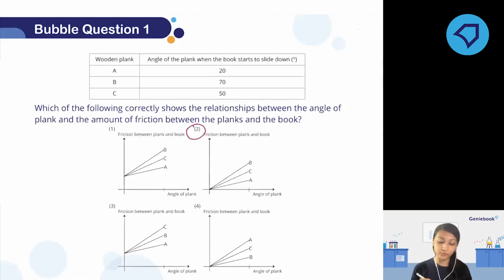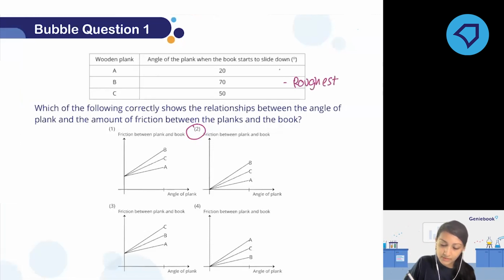Some of you mentioned 1, right? Why do you think it's 1 and not 2? Now, the difference between these two, I think you can understand why it is placed as BCA. B is the one with the highest friction because it takes an angle of like 70 degrees before the book starts to slide down. So that means this one should be the rougher surface.